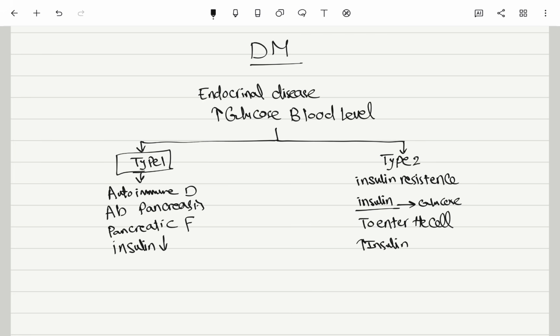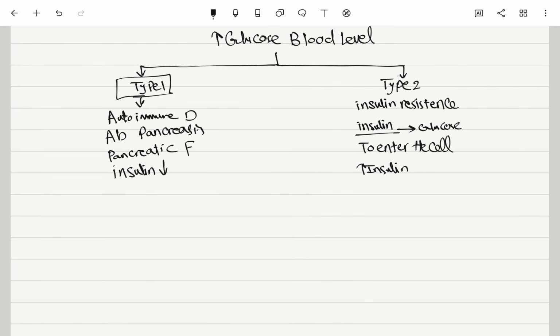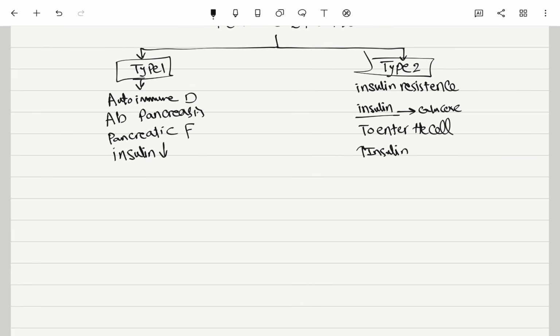So if I wanted to differentiate between type 1 and type 2 by lab, I will search for C-peptide. C-peptide is a protein that binds to insulin. If C-peptide is decreased, it will be type 1. If it is increased, it will be type 2.